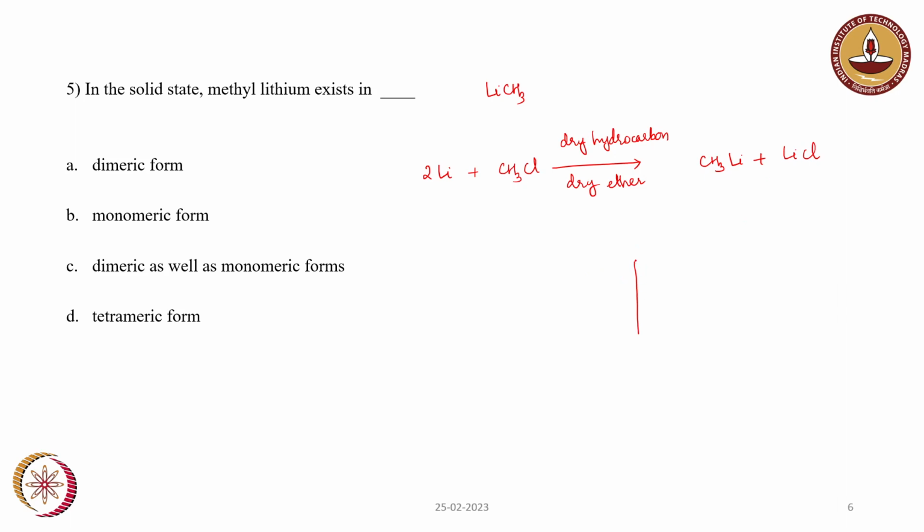So the tetramer exists in, I'll draw the tetramer. So each lithium is present on the alternate positions. So 4 lithium and CH3 also in the alternate position. CH3. So this will be the tetramer of methyl lithium.